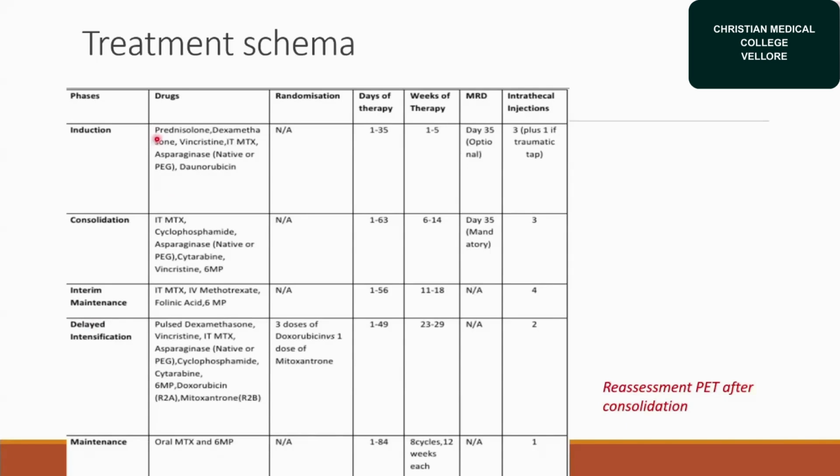So we induce remission, we consolidate what we achieve, then we go on to a slight interim maintenance where the focus is mainly on CNS prophylaxis. We intensify therapy once more, and the drugs will be similar to our induction and consolidation drugs. Following this, we put them on maintenance therapy for 2 years, and that is the end of treatment for these children. Again, remember, in lymphoblastic lymphomas, especially T lymphoblastic lymphomas, our reassessment happens at this point or after consolidation. And if they are PET non-avid, we try to omit radiotherapy.